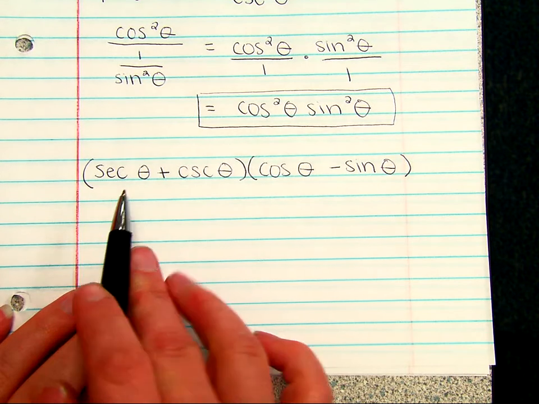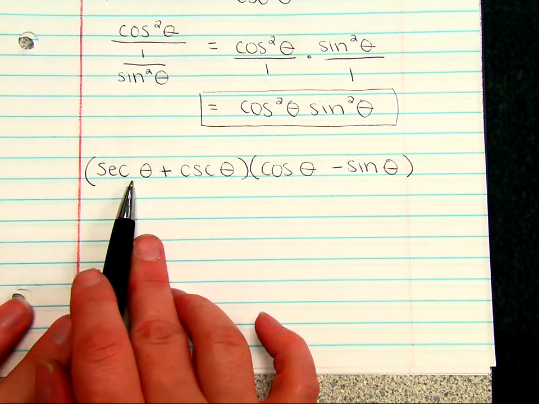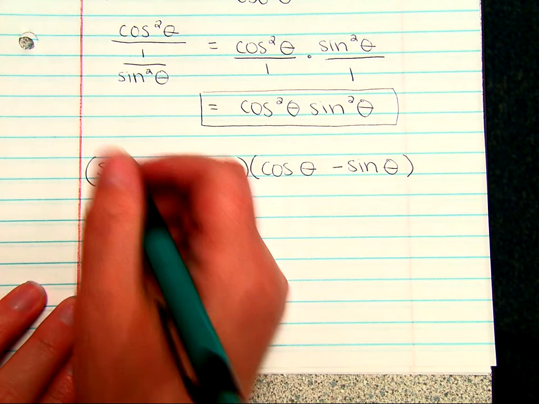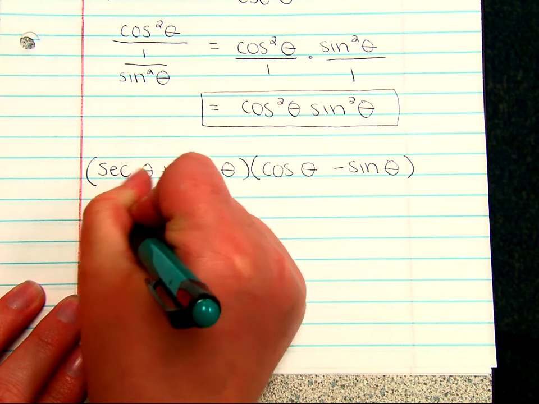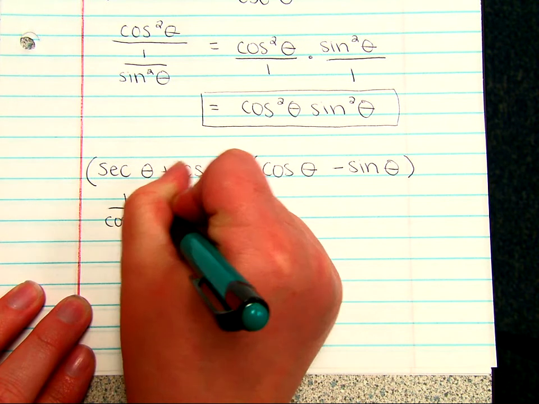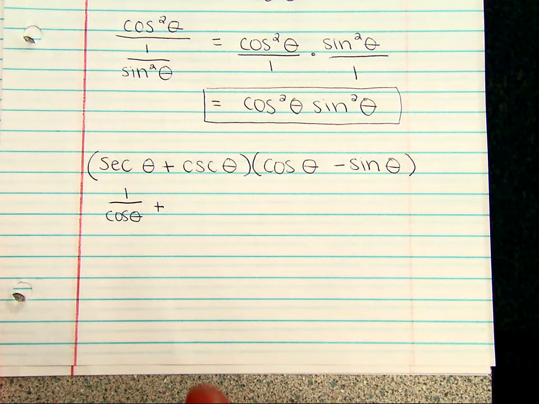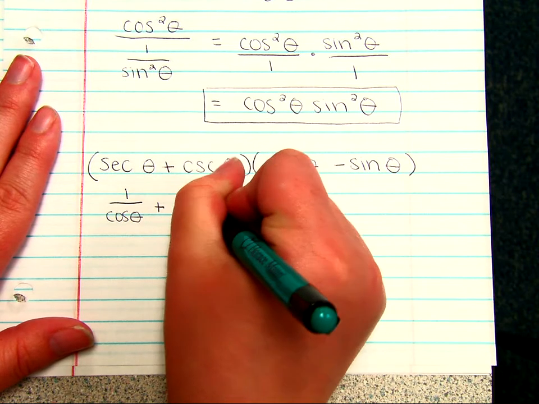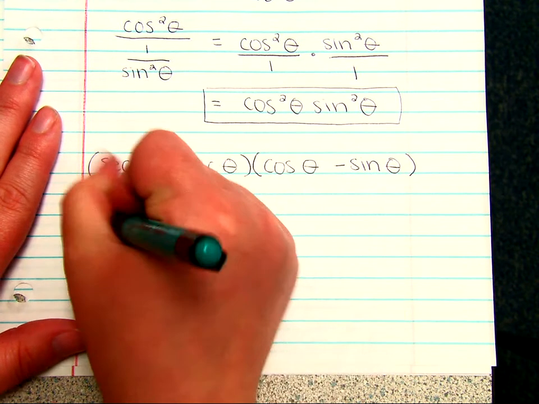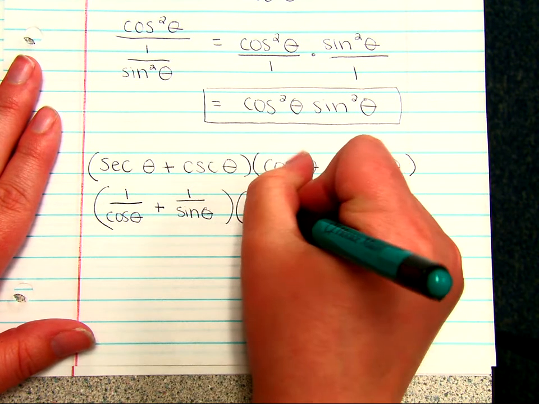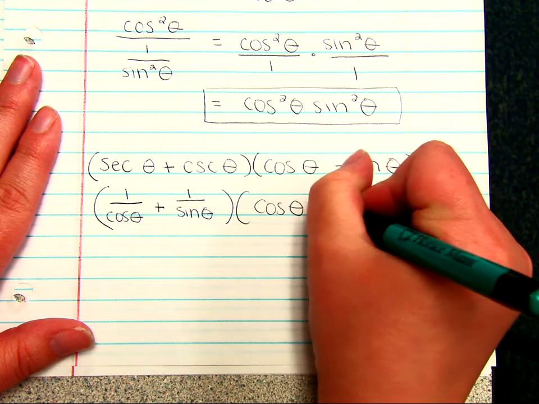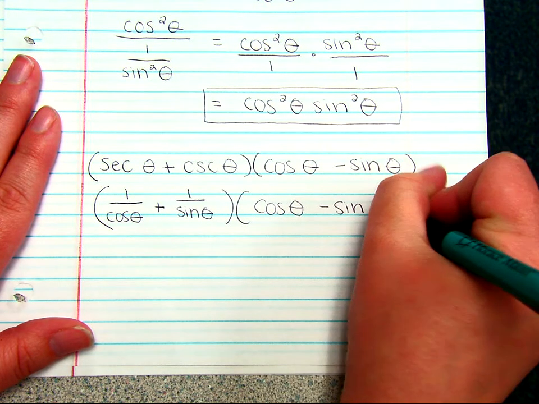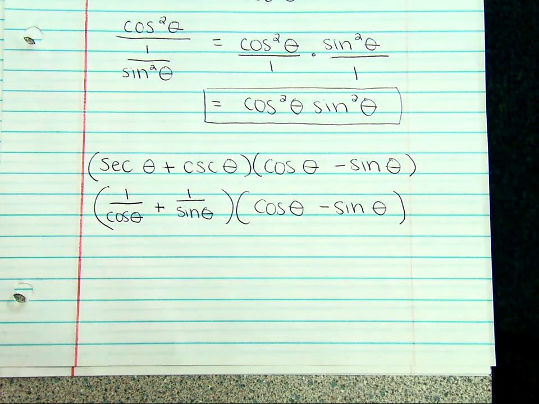Okay, so secant theta. I can rewrite secant theta as 1 over cosine theta plus cosecant theta is 1 over sine theta. Then these here, cosine theta minus sine theta, I'm not going to do anything with. Now, all I'm going to do is FOIL this.